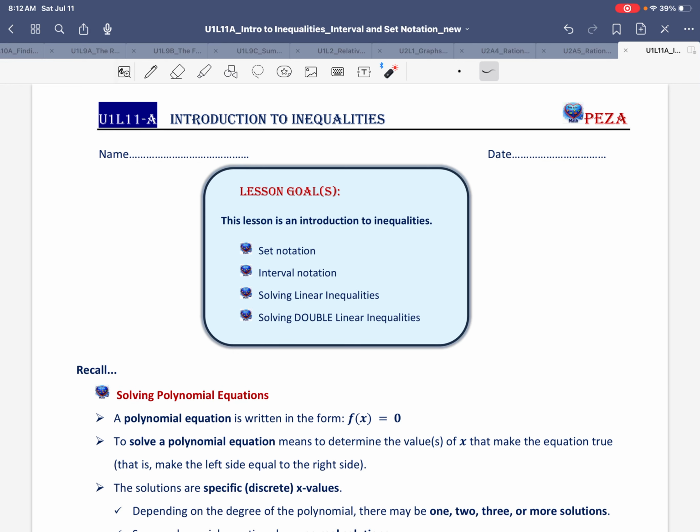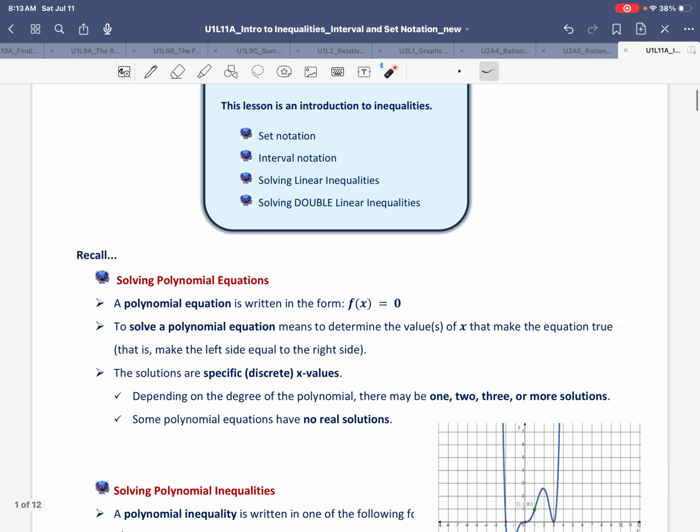In today's lesson, we'll be introducing polynomial inequalities. Throughout this lesson, we'll review set notation, interval notation, solving linear inequalities, and solving double linear inequalities. These concepts will provide the foundation we need before we begin solving polynomial inequalities.